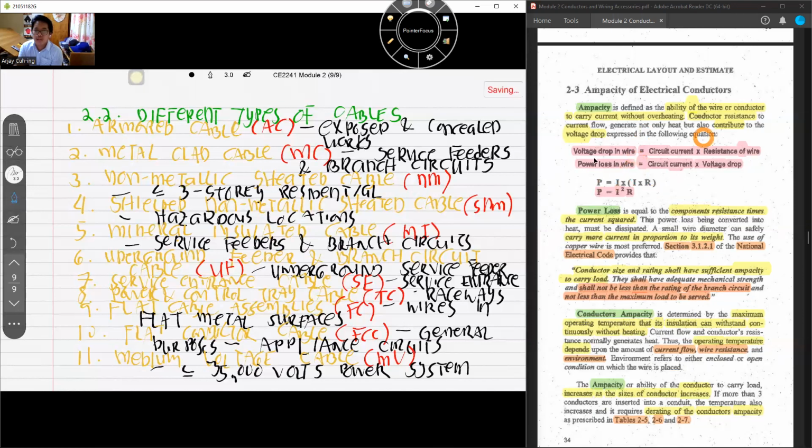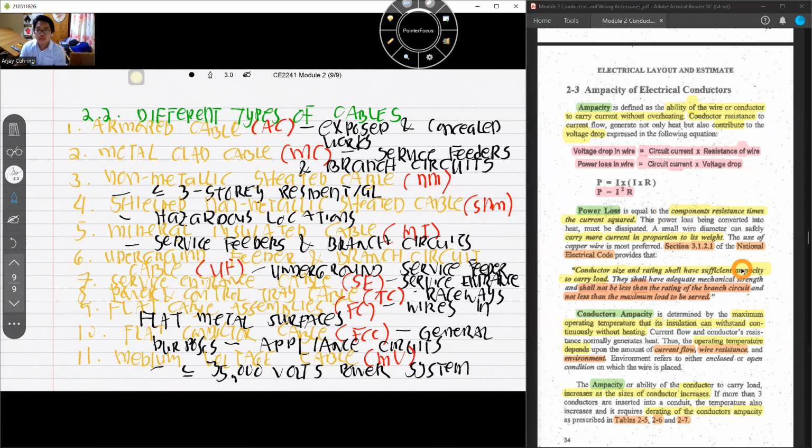Okay. So ito naman, class, ito yung na-discuss nung module 1 natin. Okay. So medyo natin i-detail. Parang meron lang tayong may use lang to, class, in a way na magagamit natin to, class, no? Yung power loss in terms of choosing the correct wire size. Okay. So power loss, class, is defined as the component's resistance times the current squared. Okay. So technically, class, small wire diameter can safely carry more current in proportion to its weight.